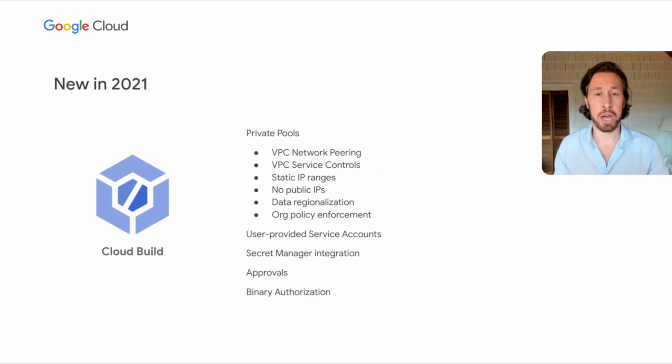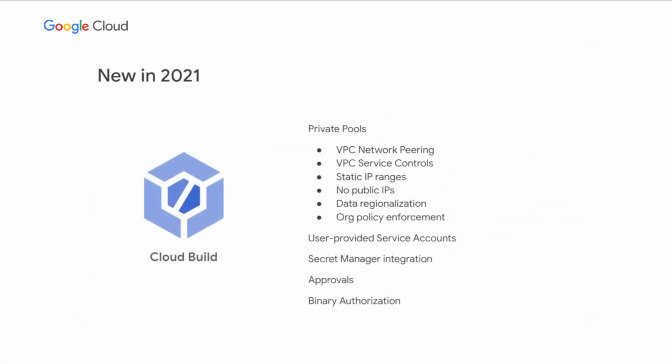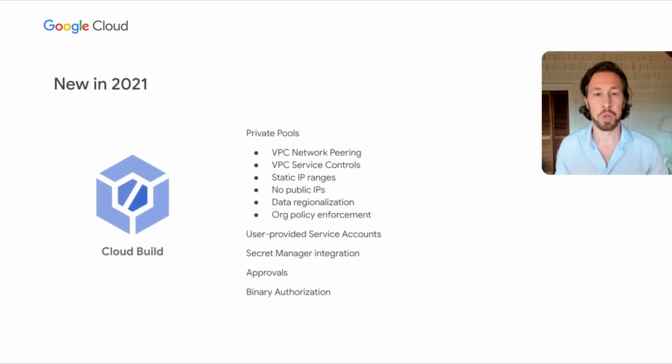So we talked quickly about Cloud Build and how you can use Cloud Build to improve your security posture to create a more secure build environment, while at the same time improving developer productivity and reducing operational overhead altogether. So we talked about some of the features that were newly launched in 2021, including private pools, user-provided service accounts, Secret Manager integration, manual approvals, and better support for binary authorization.